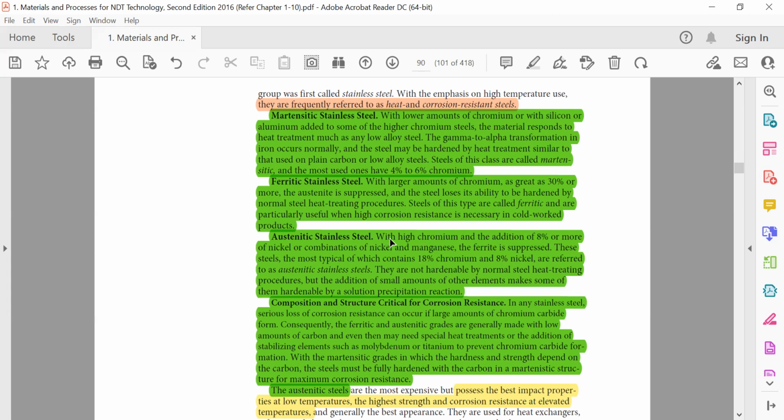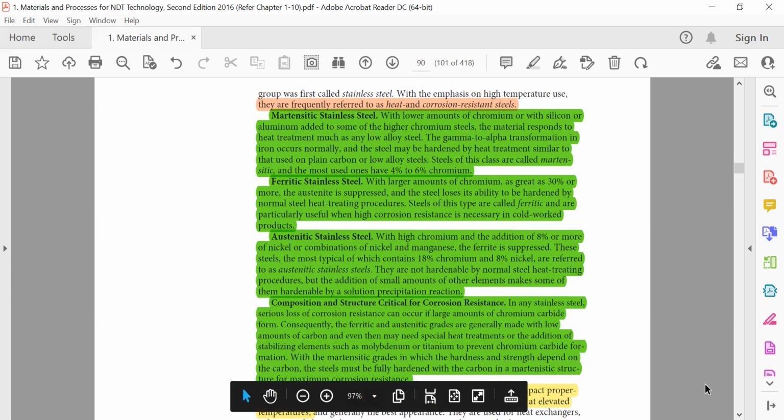They are keeping it in the austenitized state, and chromium keeps going for martensite. Composition and structure are critical for corrosion resistance. In any stainless steel, serious loss of corrosion resistance can occur if a large amount of chromium carbide forms.